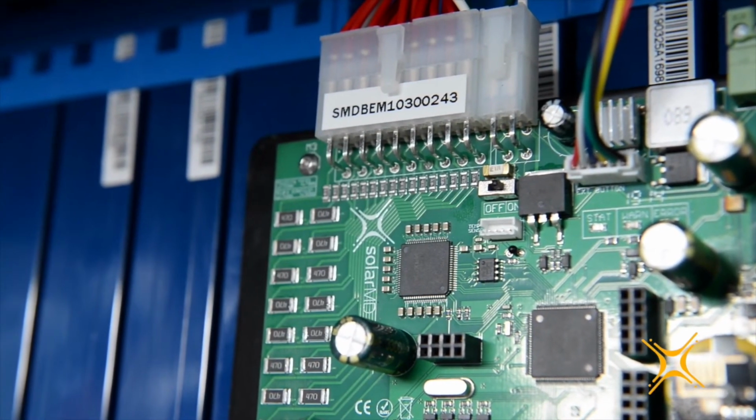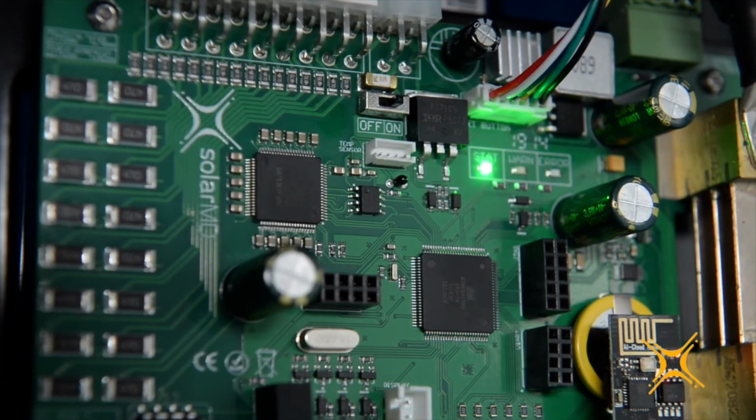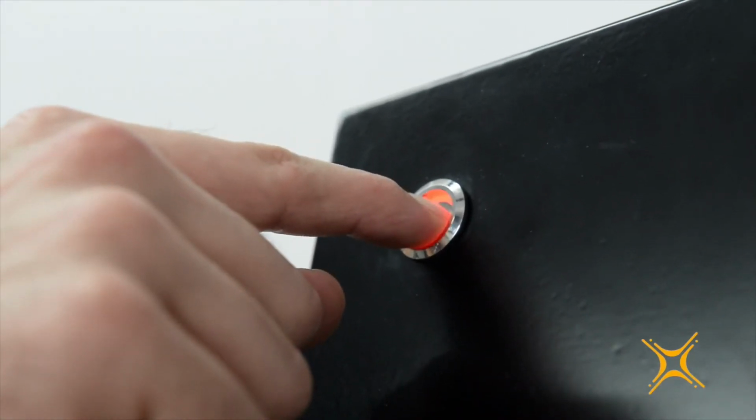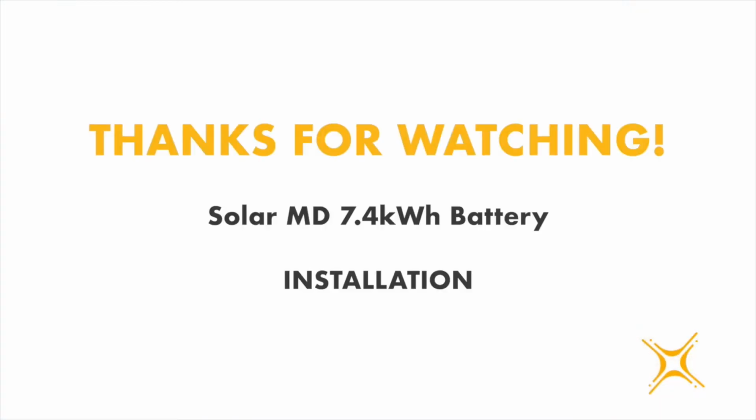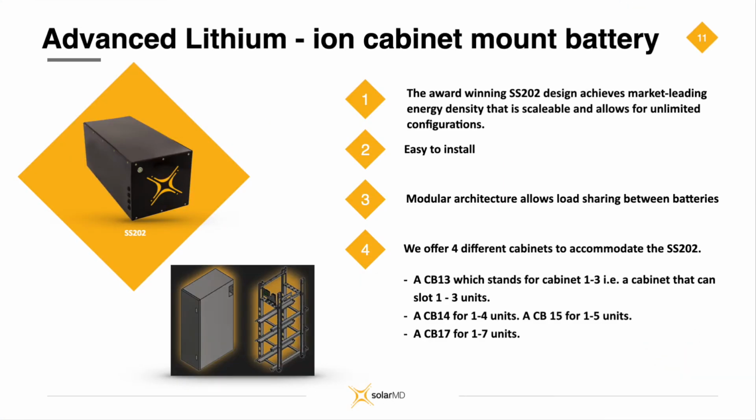To start the battery, first turn on the battery management system, then press and hold the main power button for 3 seconds. For inverters that require digital communication from the battery, you will need to use the Solar MD Logger V2. It's really that simple. Next, we will look at the cabinet mount SS202.